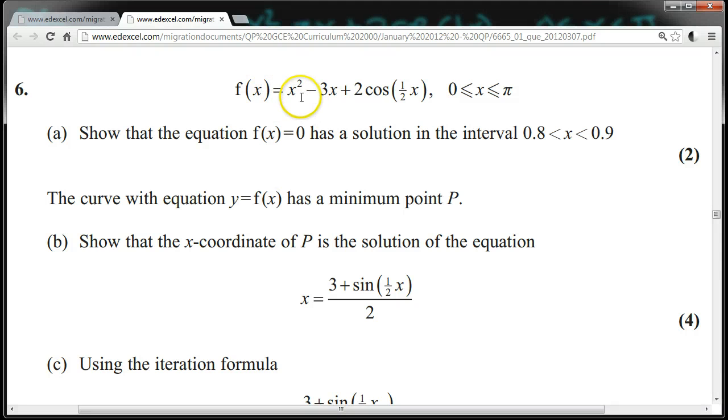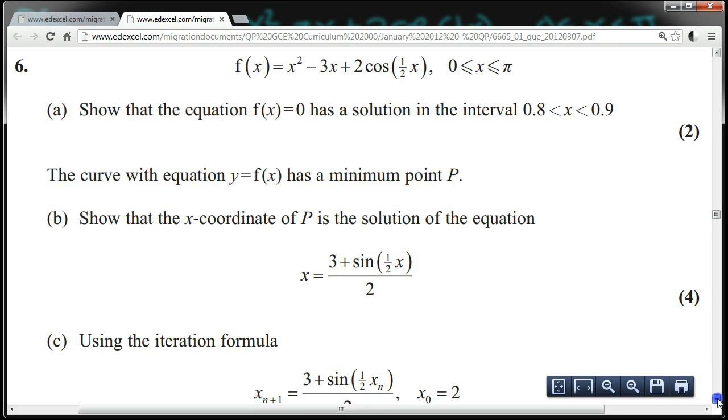f of x equals x squared minus 3x plus 2 cos of half x, where x lies between 0 and pi. Show that the equation f(x) equals 0 has a solution in the interval 0.8 to 0.9. The curve with equation y equals f(x) has a minimum point P. Show that the x-coordinate of P is the solution of the equation given.